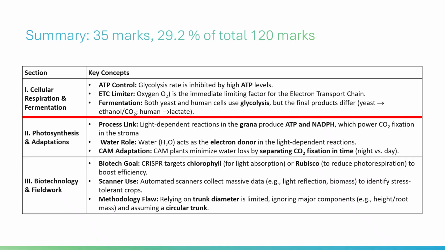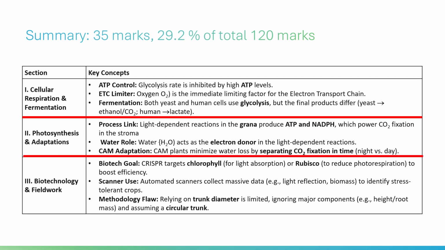Cellular respiration and fermentation. ATP control. Glycolysis rate is inhibited by high ATP levels, etc. Limiter. Oxygen is the immediate limiting factor for the electron transport chain. Fermentation. Both yeast and human cells use glycolysis, but the final products differ.